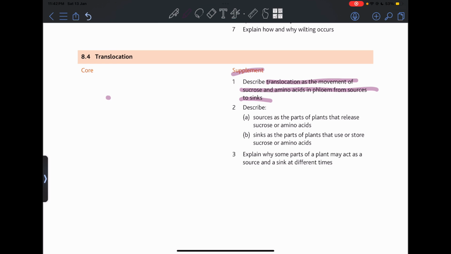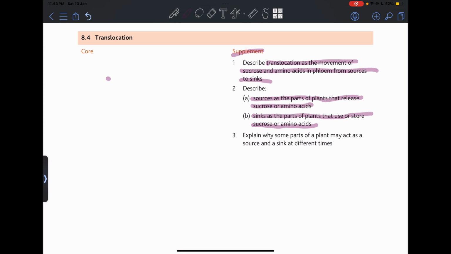Number 2 says describe sources as the parts of plants that release sucrose or amino acids. So this is basically definitions again. You have to describe, which means define, and sinks as the parts of plants that use or store sucrose or amino acids. So again, you have to be able to define this.